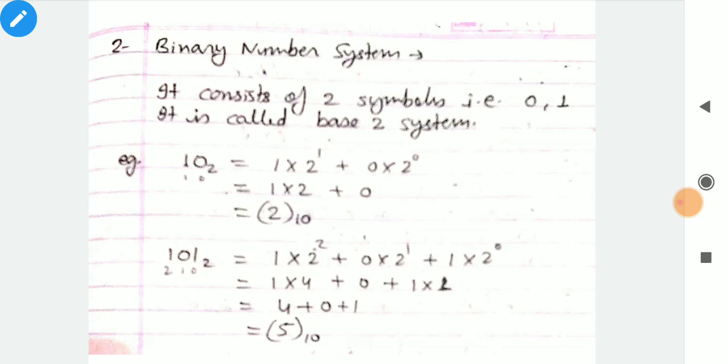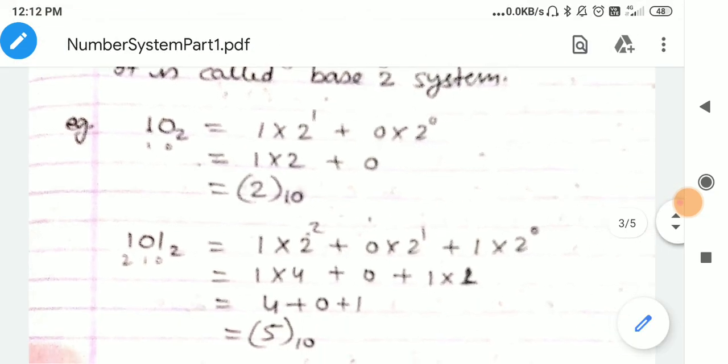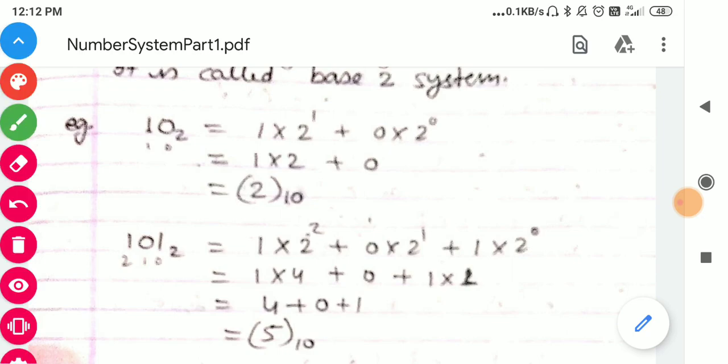So let us take an example. As you can see on the screen, it is 1 0 and 2. I have written here 2 means it is base 2.